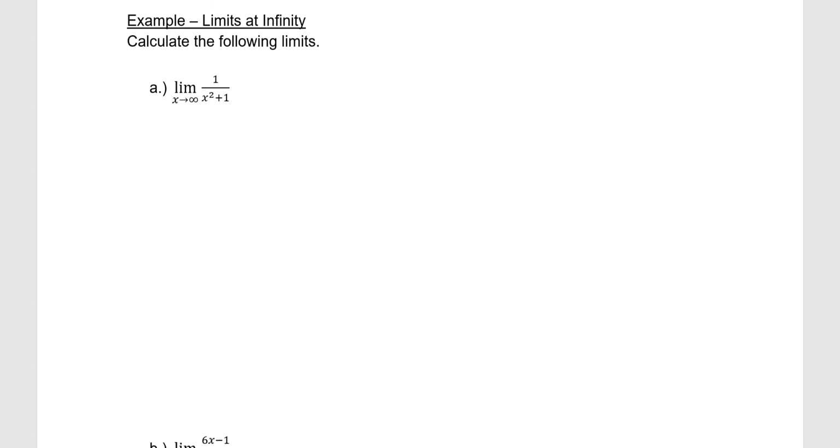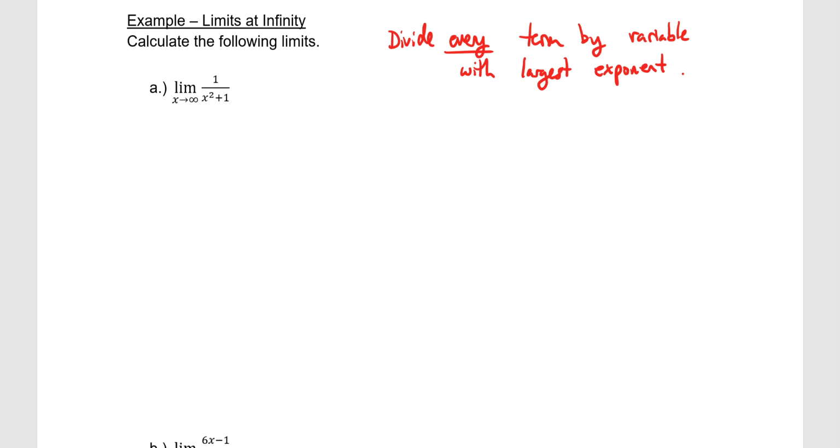The way that we solve this one is solely based on the fact that x is going to positive or negative infinity. We're going to divide every term by the variable with the largest exponent. We'll do it this long way first, and then we'll do the common sense way. So we have the limit as x goes to infinity. The largest exponent is x squared, so we're going to divide everything by x squared.